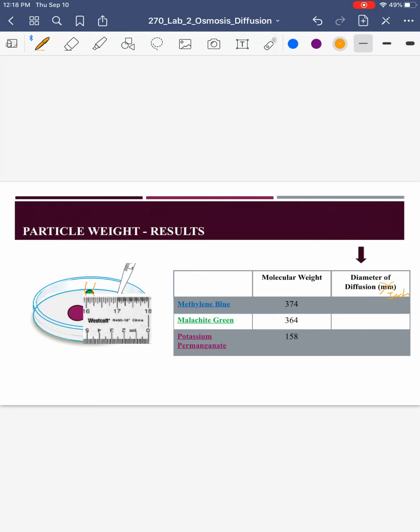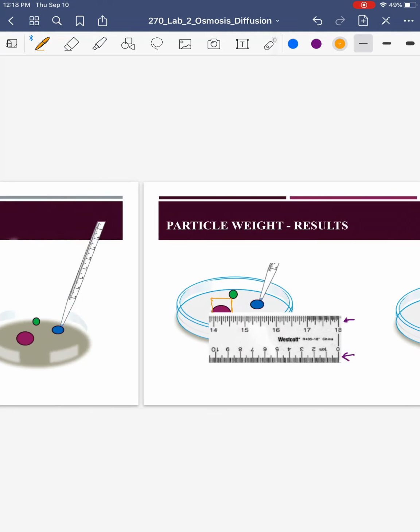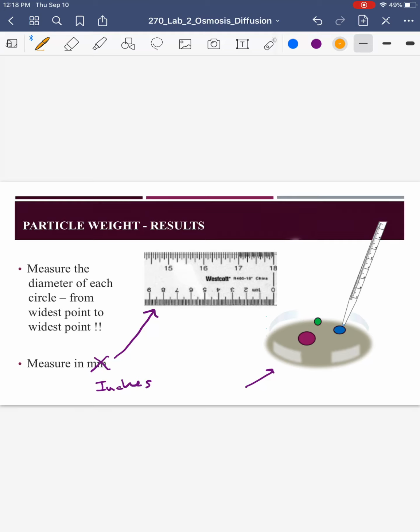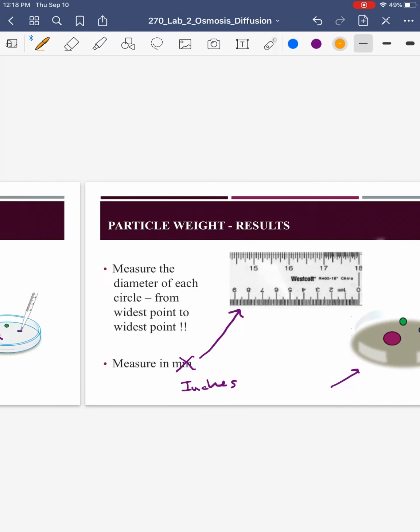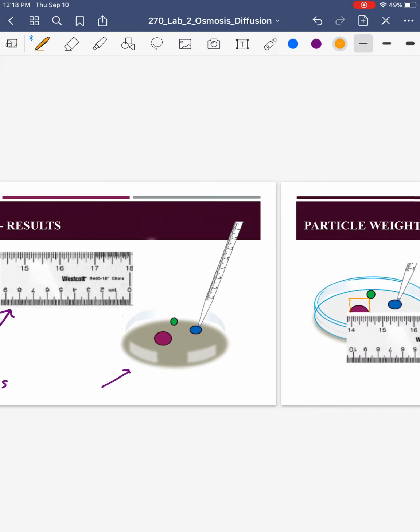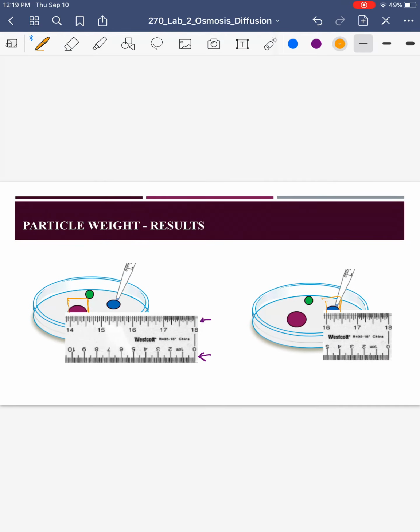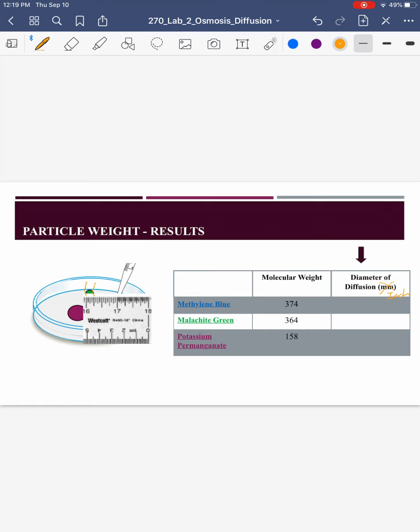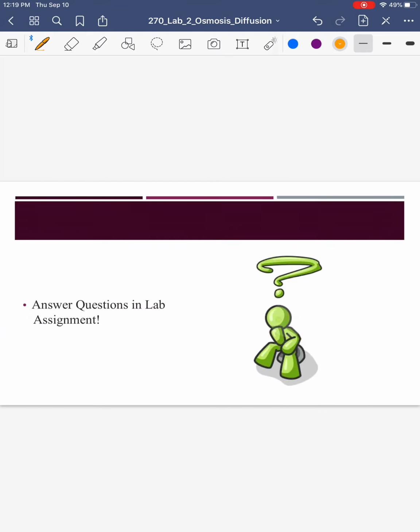Okay. So, I mean, even if you go back and look with your naked eye, you can see which color diffused the most and which color diffused the least. And the point here is to compare which one diffused the most and least with the particle weights. So you'll see a trend. Does a lighter one diffuse more or a heavier one diffuse more? And in your lab assignment, I'm going to ask you to do some measuring here. Doesn't have to be exact, just give me an idea. And then you'll see the answer. All right.